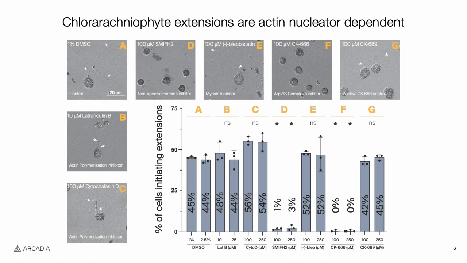We didn't really see any change in the percent of cells with extensions until we treated with actin nucleation inhibitors, like SMIFH2, which targets formins, or CK666, which targets the Arp2/3 complex. We're still trying to fully understand why the nucleator inhibitors have such a drastic effect, while the actin polymerization inhibitors seem to be much more minor, but that's for further study.